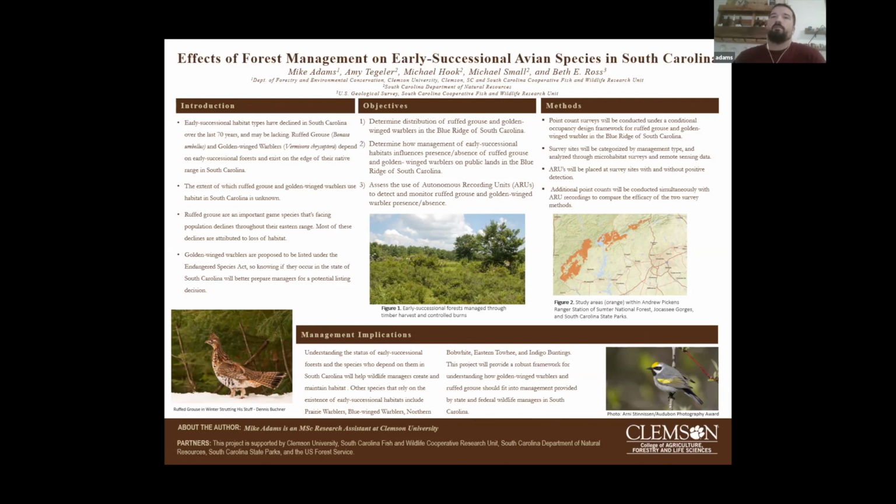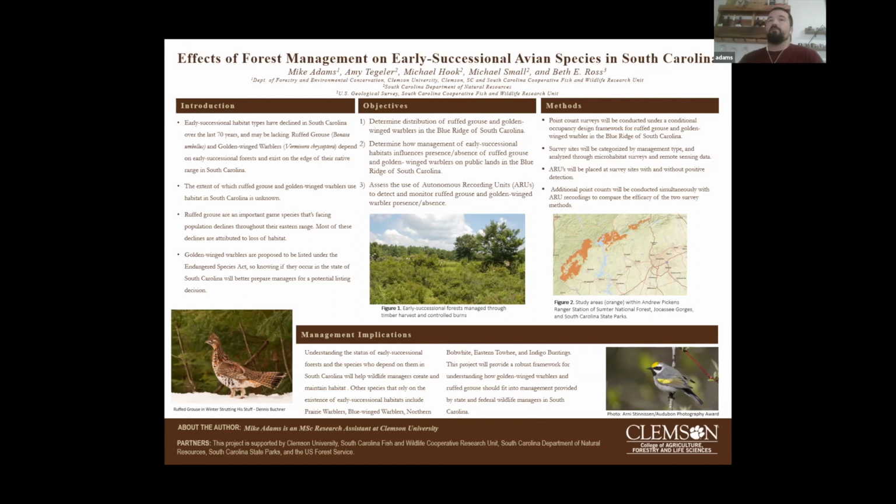So the implications of this project are wide and varied. Primarily, like I said before, it's going to give South Carolina a better understanding of how healthy their early successional habitats are and the species who depend on them. Ruffed grouse, like I said, are an important game species. They contribute to the hunting economy in South Carolina, so it's important for managers to know where they are, if they are here. Golden winged warblers, like I said, their population is declining throughout their range, so it's extremely important that we know where they are.